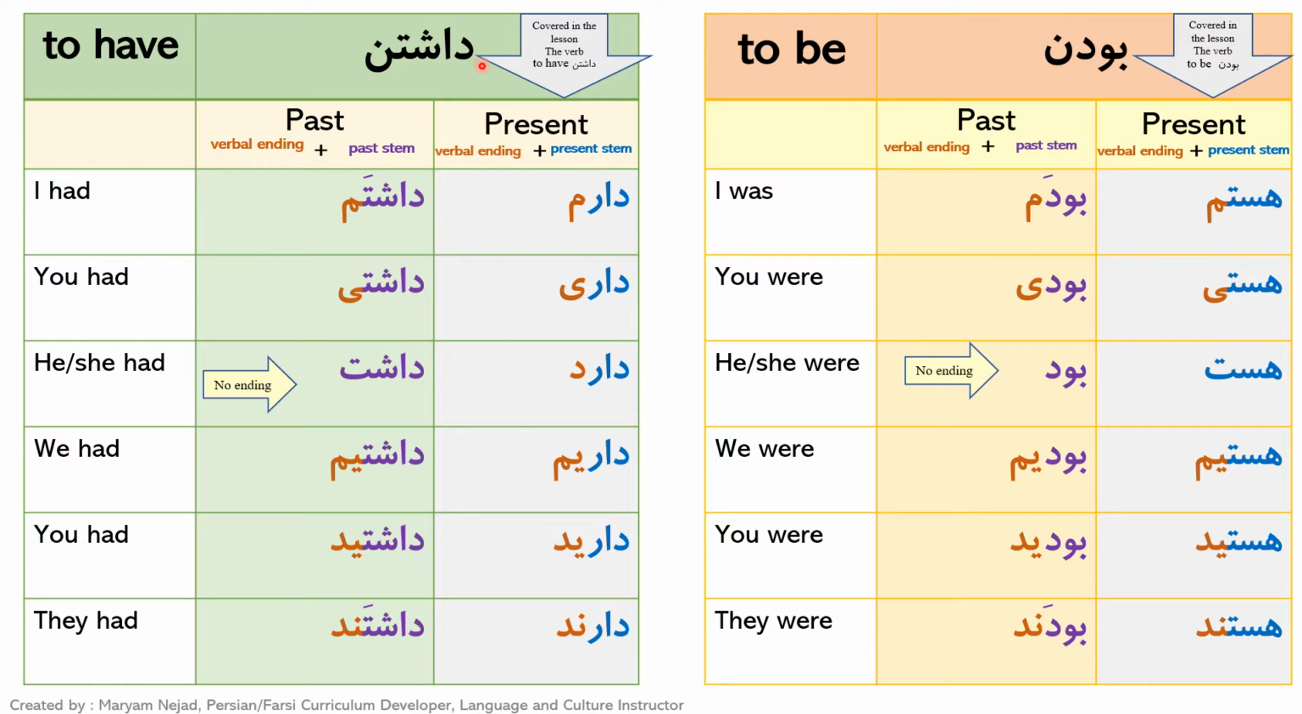And now let's go over the verb داشتن. Again, here is the present tense. We have already covered this in the lesson about the verb to have, داشتن. So now let's just go through the past tense. Again, we need the past stem plus the verbal ending. So these are the past stem in the color purple. داشتم, داشتی, داشت, داشتیم, داشتید, داشتند.